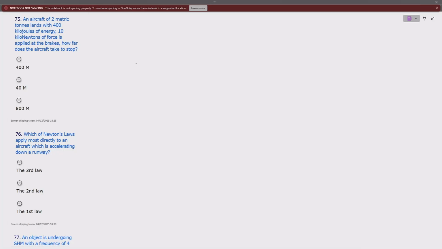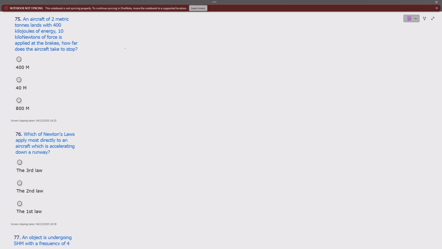Question number 75. An aircraft of 2 metric tons lands with 400 kilojoules of energy. 10 kilonewtons of force is applied at the brakes. How far does the aircraft take to stop?